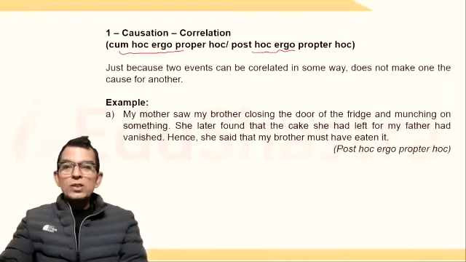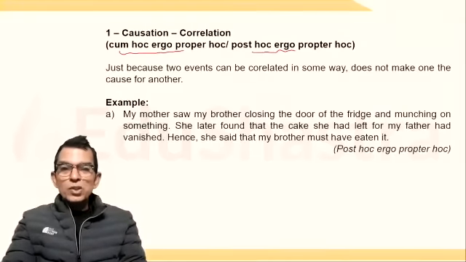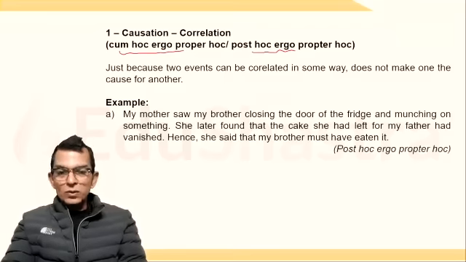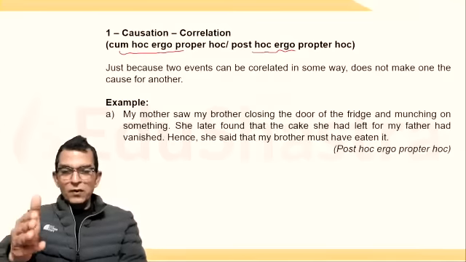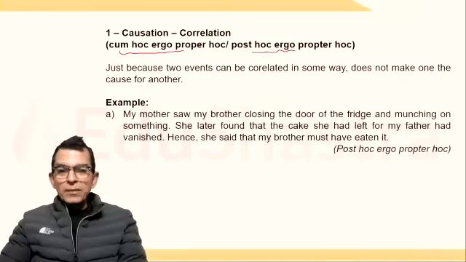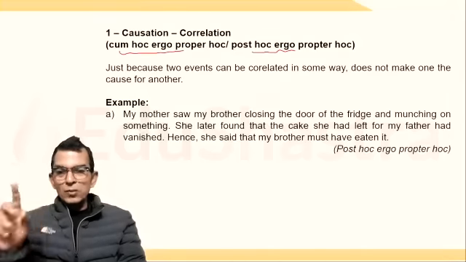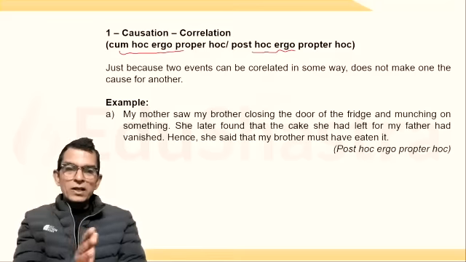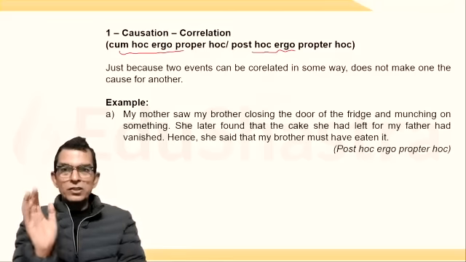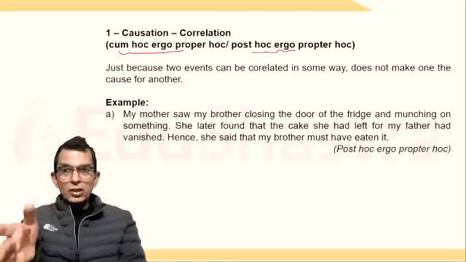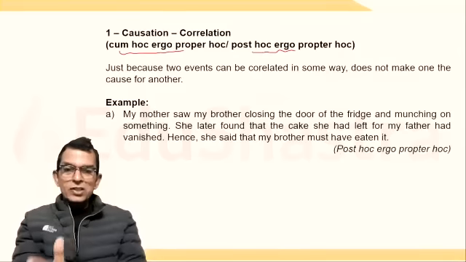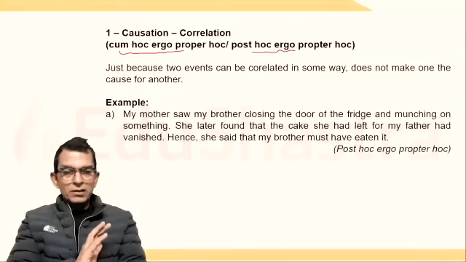Okay, so what is causation versus correlation? Just because two events can be correlated in some way, it does not make one the cause of the other. Read the example. My mother saw my brother closing the door of the fridge and munching on something. Two things happening together that your mother saw. She later found that the cake she had left for my father had vanished. Hence, she said that my brother must have eaten it.